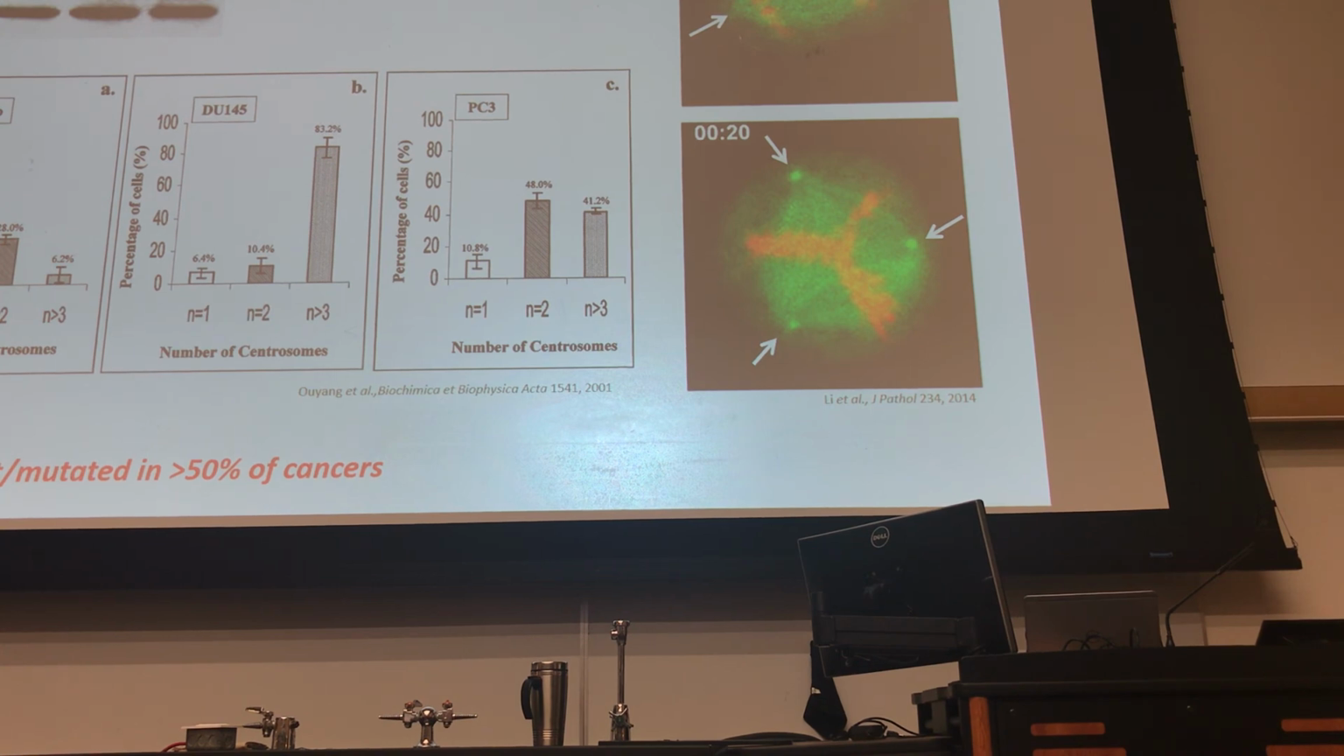And what they're showing here, they just measured it, so they showed in the LNCaP prostate cancer cells that have normal P53, most of the cells, 65% of the cells, had a correct number of centrosomes. So one pair here, one pair here. Look here with the DU145 and PC3, they have amplified numbers of centrosomes. So that again was leading to this aberrant division where you're not going to have the right number of chromosomes in the daughter cells, okay?